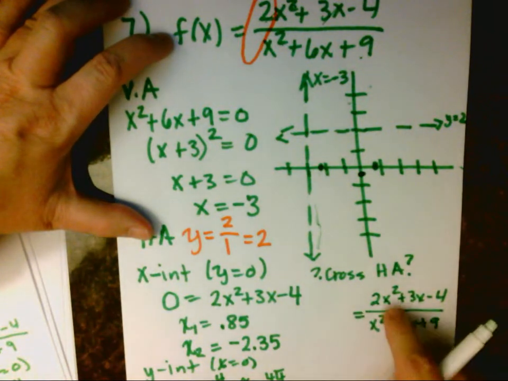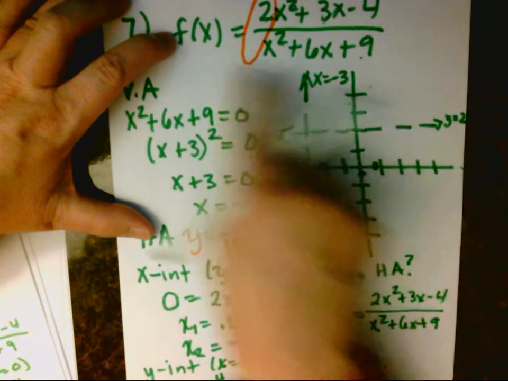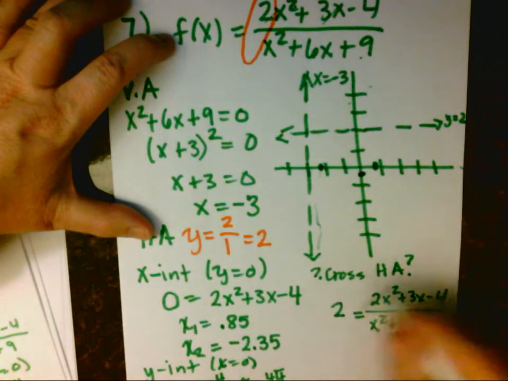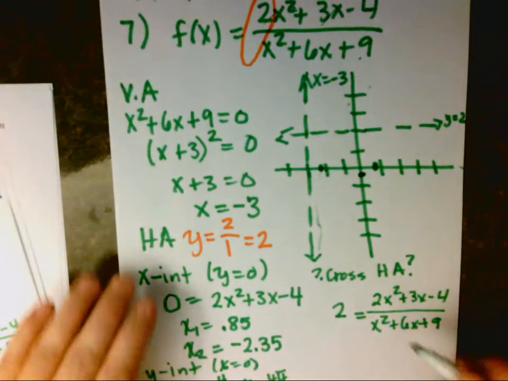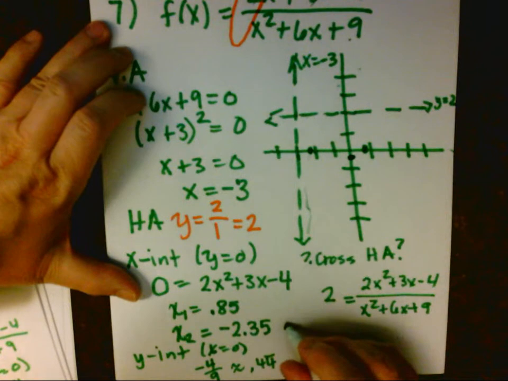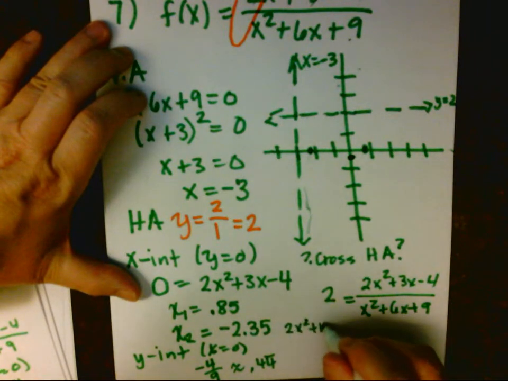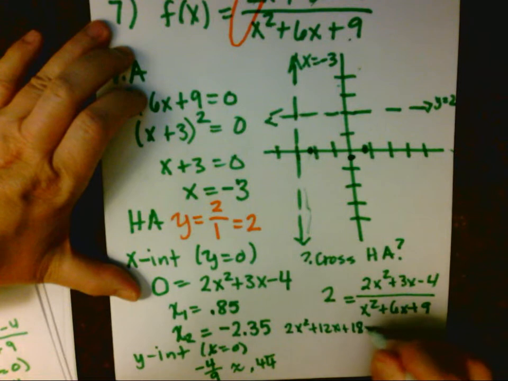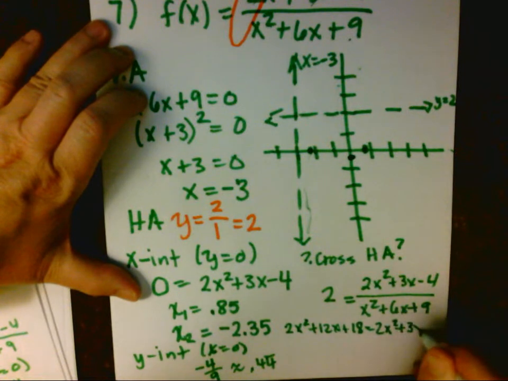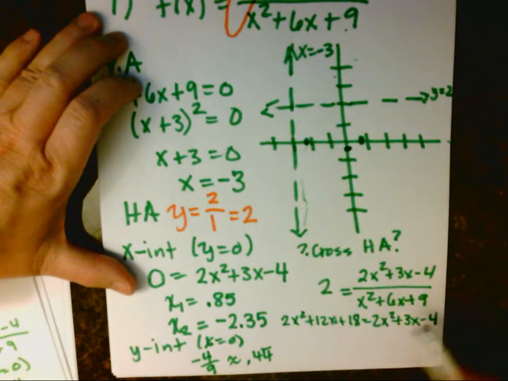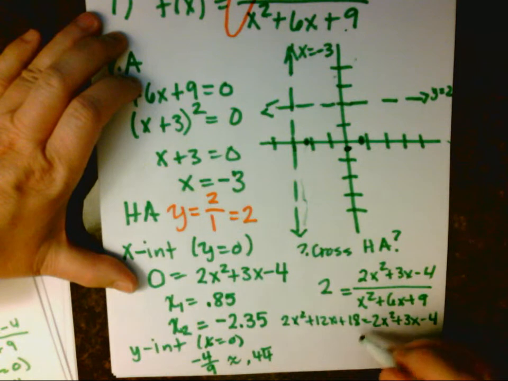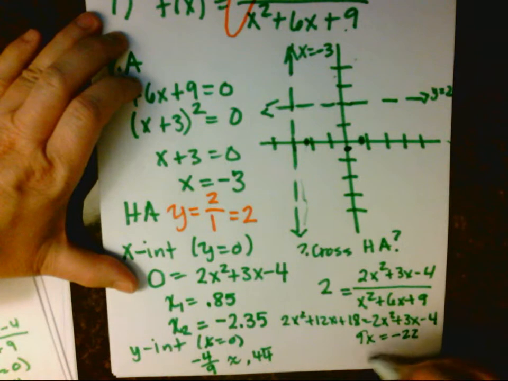Does this function ever equal the asymptote? Does it have that y value of the asymptote? Is it ever equal to the horizontal asymptote here of 2? Okay, so I'm going to cross multiply here, and I haven't left myself much room. I'm going to get 2x squared plus 12x plus 18 equals 2x squared plus 3x minus 4. The 2x squared, I subtract on both sides, they go away. Subtract the 3x from the 12x, and that gives me 9x equals, subtract the 18 from both sides, -22, and we get x equals -22/9.